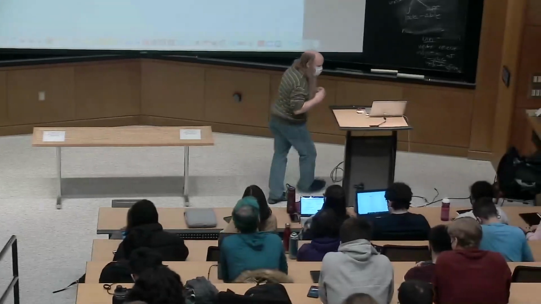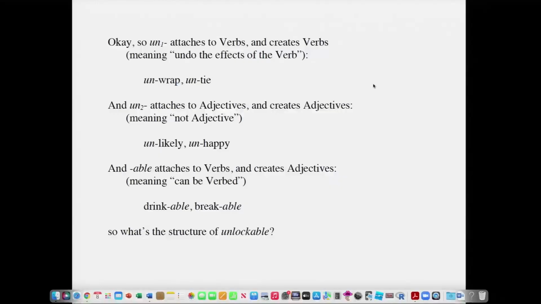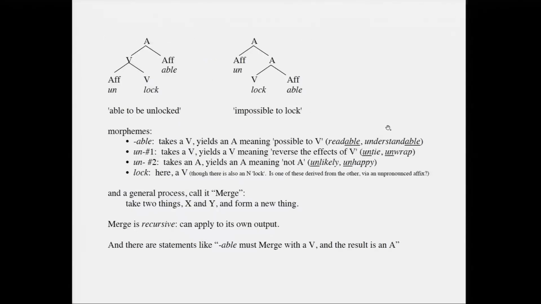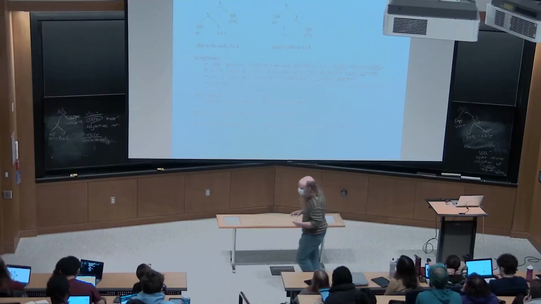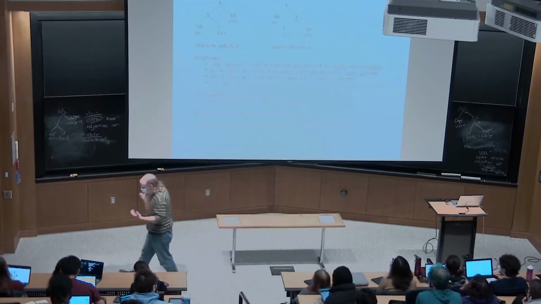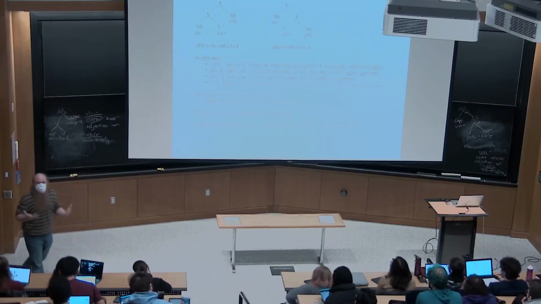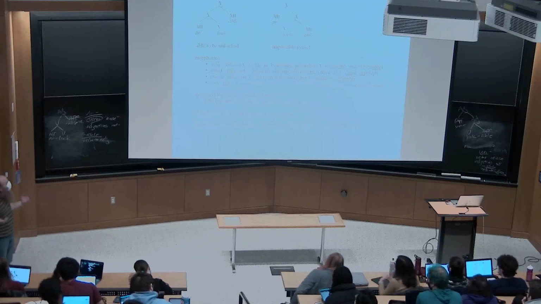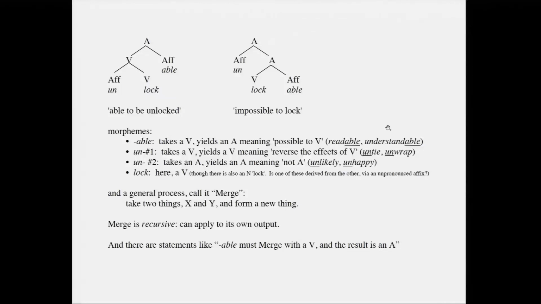All right, so moving on then from this slide, which has generated so much cool discussion. This is great. Okay, so trees. Why is unlockable ambiguous? Because it has 2 trees. Or to put it another way, there are these 2 morphemes you're adding to lock, and you can add them in either order, with the result that the word is ambiguous in the way that we expect.